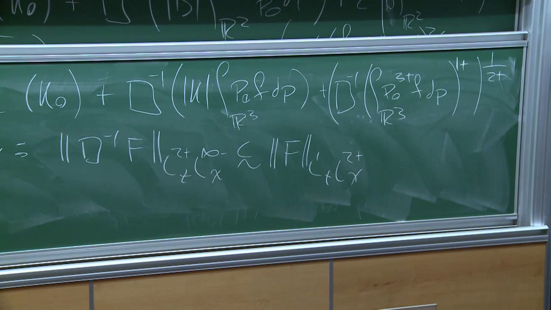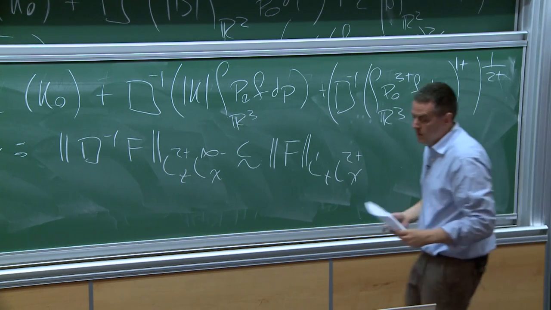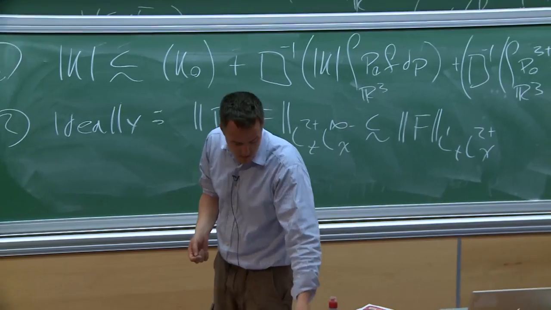Okay, I'm going to use the notation L2 plus, L infinity minus. So plus means you're bigger than the number there, and a minus means you're smaller than the number there. Infinity minus means you're finite and smaller than infinity. So the ideal Strichartz estimate is false in 3D. So that makes your life much more complicated.